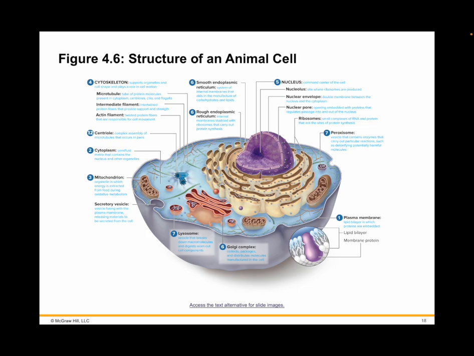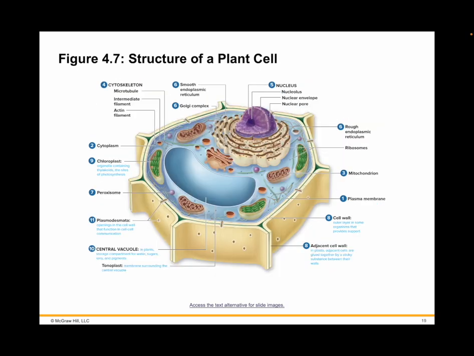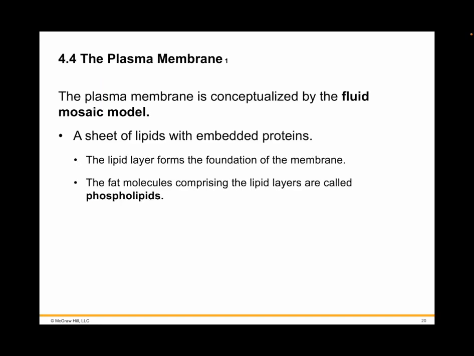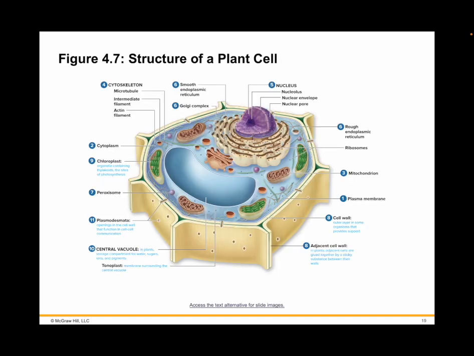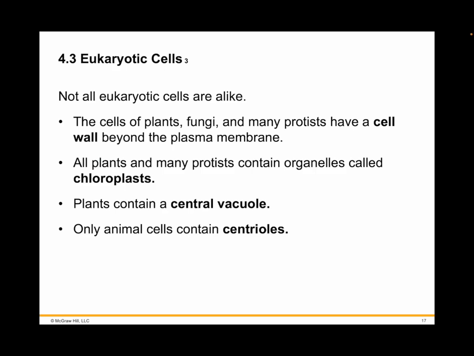If you compare figure 4.6 here and figure 4.7 there, you will see the same set of organelles with a few interesting exceptions. Let us begin with those exceptions. For instance, the cells of plants, fungi, and many protists have a strong exterior cell wall, composed of cellulose or chitin fibers, while the cells of animals lack cell walls altogether.